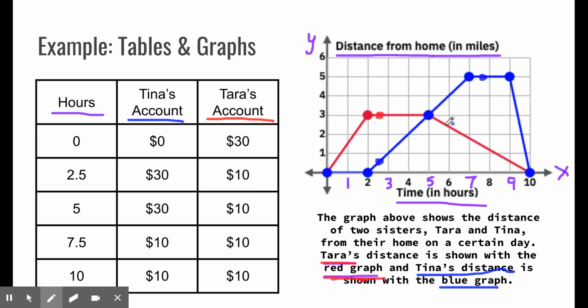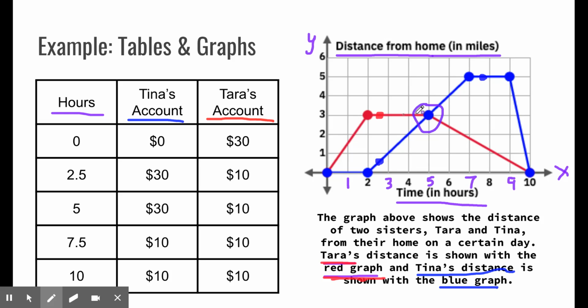So that's how we might interpret the table and the graph together to try and make sense of what's maybe happening in this story. But one of the things I mentioned in the last slide was that idea of a point of intersection. So a point where these graphs have the same value is right here. At 5 hours, they are both 3 miles away from home. So it's possible that at this point they cross paths.